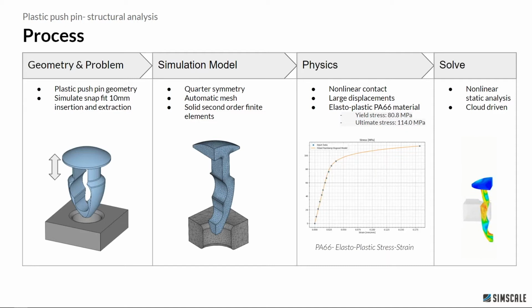So firstly, a nonlinear contact between the punch hole and the push pin. We're going to be looking at large displacements, obviously, because we have to push this push pin all the way through and back out of the punch hole. And we're going to be applying nonlinear material properties. So we're using an elastoplastic material model here for the nylon 66, and you can see the stress strain curve that we will then load into the material definition on the SimScale platform, such that the response will coincide with the uniaxial test data that we actually supply to the simulation.